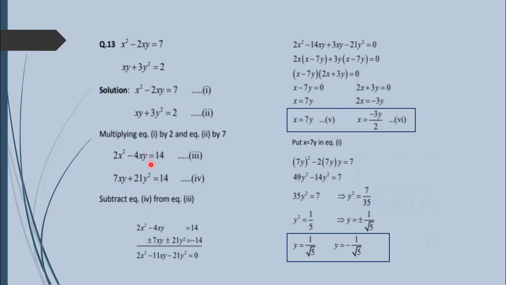Let's call them equation 3 and 4. Subtracting equation 4 from equation 3, we get 2x square minus 11xy minus 21y square equal to 0. Now we have a quadratic equation which is written in the standard form and it is equal to 0. We can use the quadratic formula or we can make the factors.